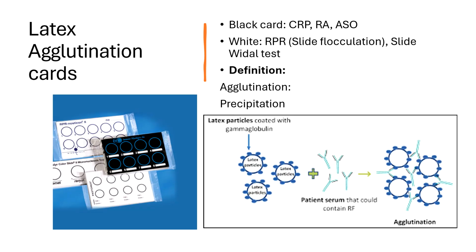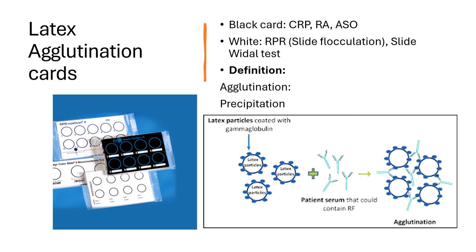Now these are the cards we have seen, either a black card or a white card. These cards are used for the latex agglutination test. What is the principle of the latex agglutination test? Latex particles are coated with gamma globulin, and if the patient serum has an antibody, it will bind with them and there is formation of a lattice or agglutination. That is called latex agglutination.